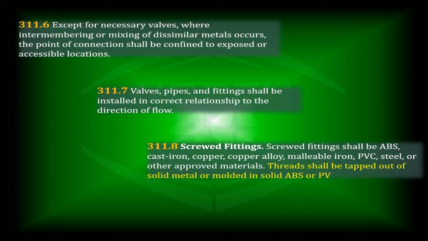311.8. Screwed fittings. Screwed fittings shall be ABS, cast iron, copper, copper alloy, malleable iron, PVC, steel, or other approved metals. Thread shall be tapped out of solid metal or molded in solid ABS or polyvinyl.